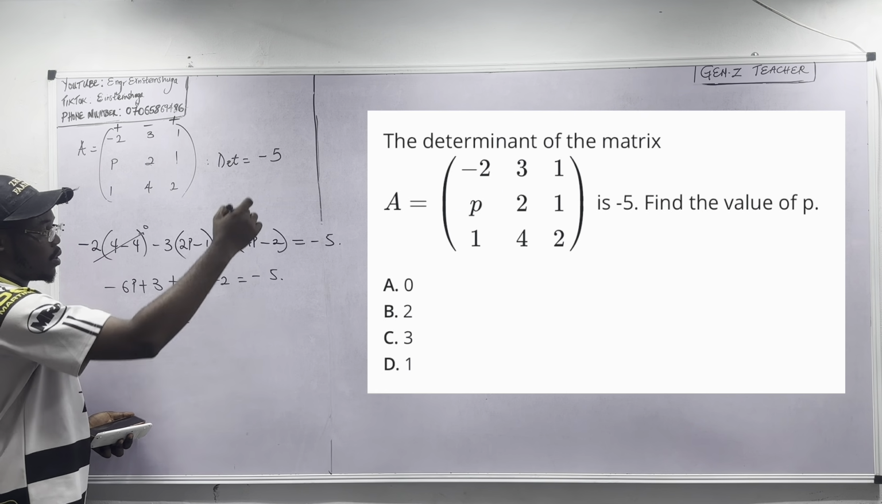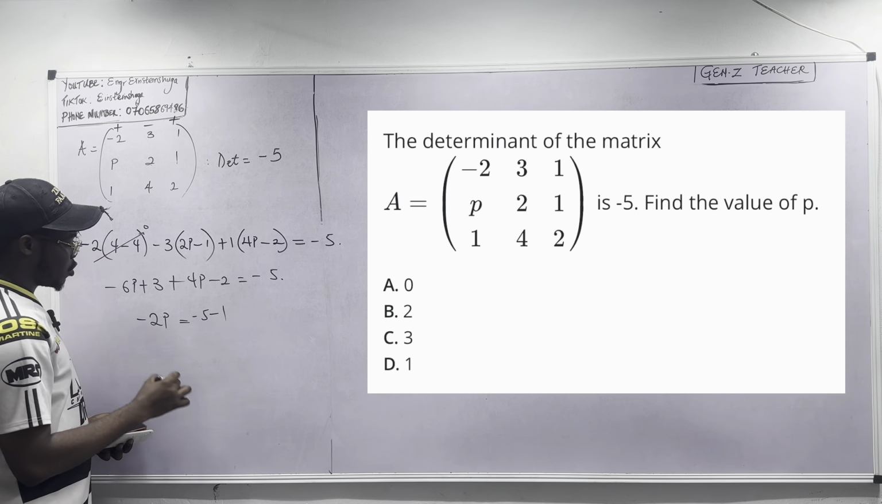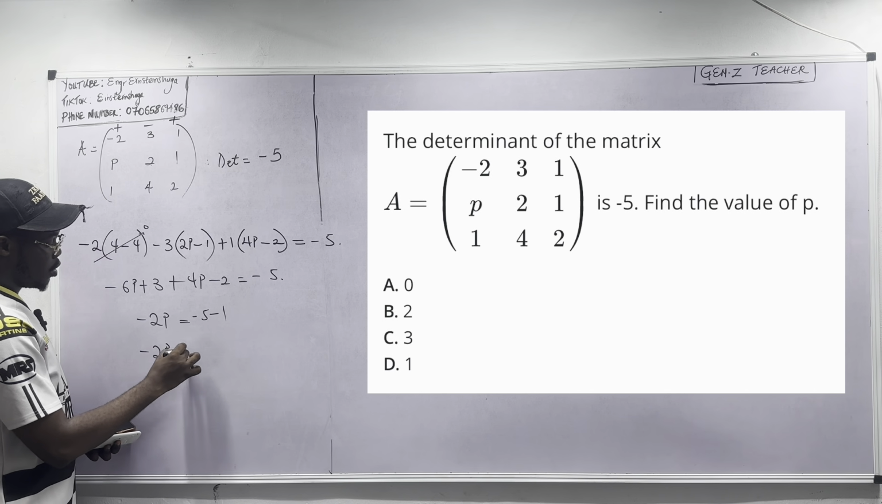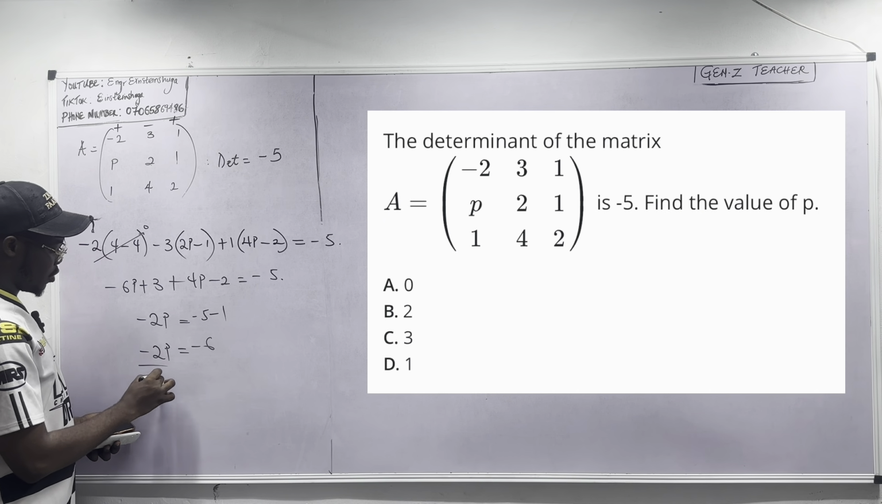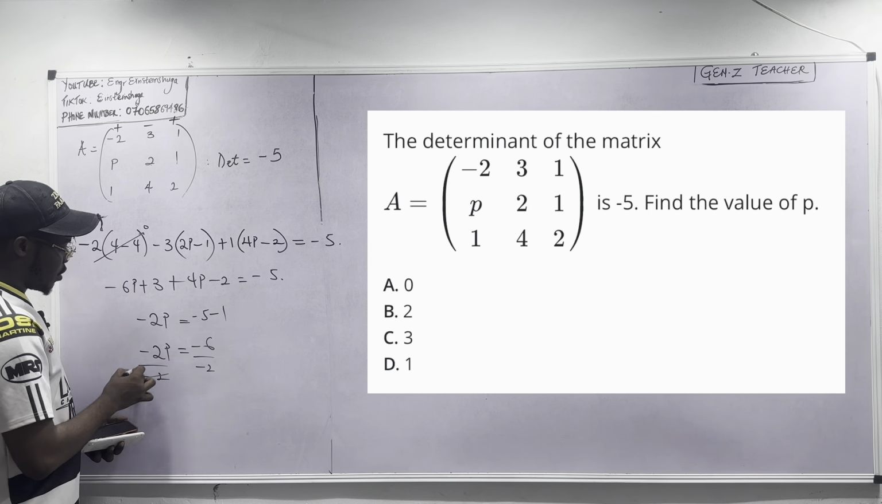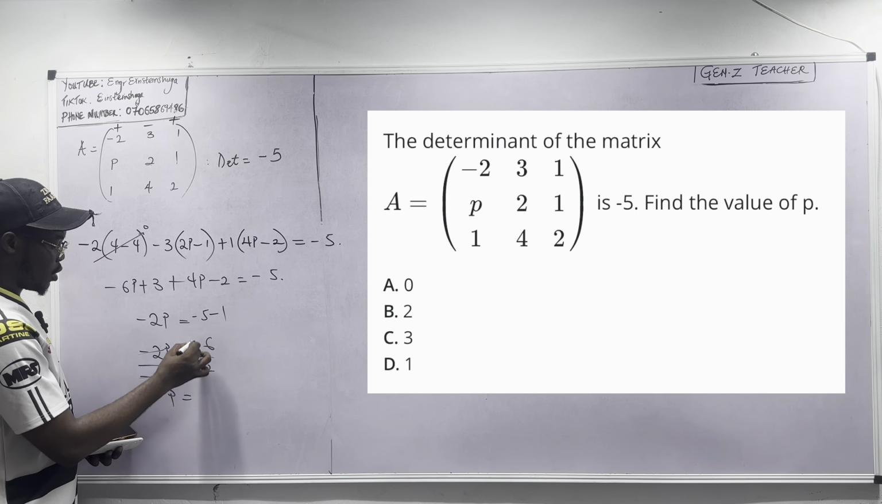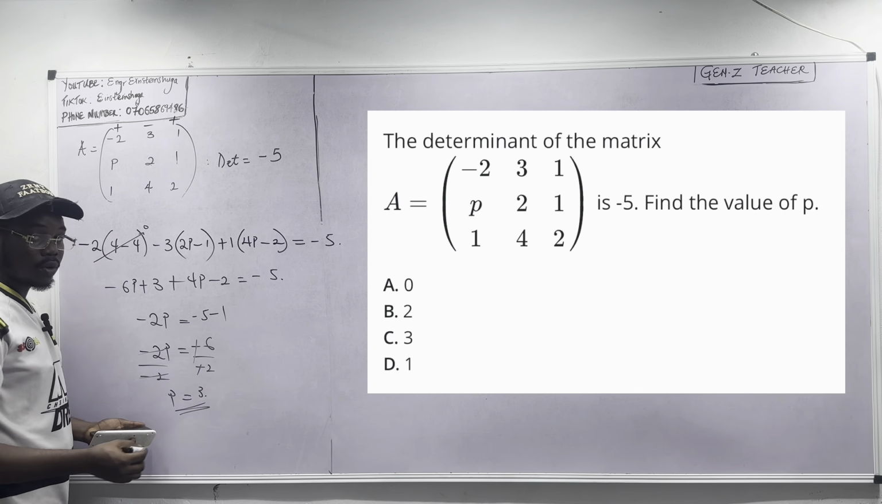So 1 crosses over and becomes minus 5 minus 1. So we have minus 2P equals minus 6. We're going to divide by negative 2 on both sides. So P for this question should be equal to 3.